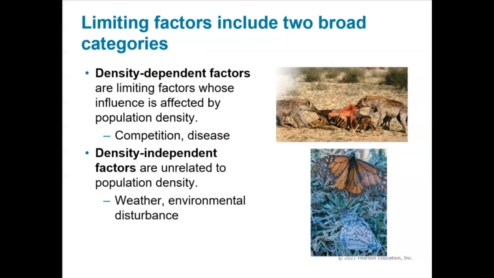Limiting factors include 2 broad categories. So we have density-dependent factors, which are limiting factors whose influence is affected by population density, such as competition for resources or disease. And then there's going to be density-independent factors, which are unrelated to population density. And those are going to be things like weather or environmental disturbance.